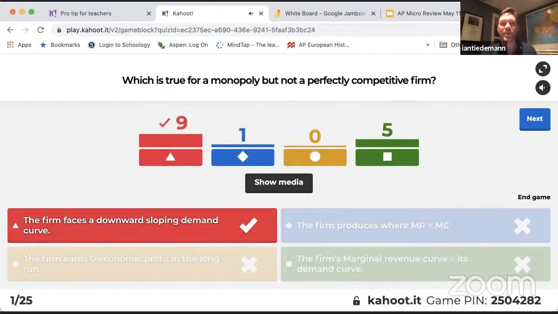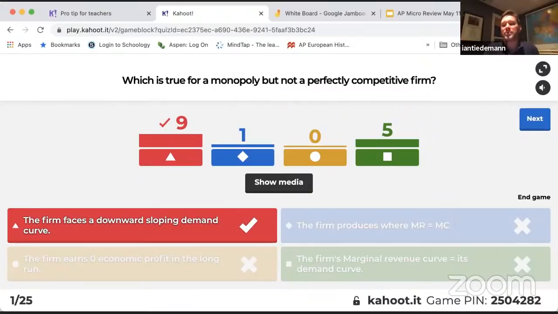All right, split bag here. The correct answer is the triangle. The firm faces a downward sloping demand curve. That's, as we mentioned, that the monopoly is the only one, they serve the entire demand for the market. So their demand curve is downward sloping.